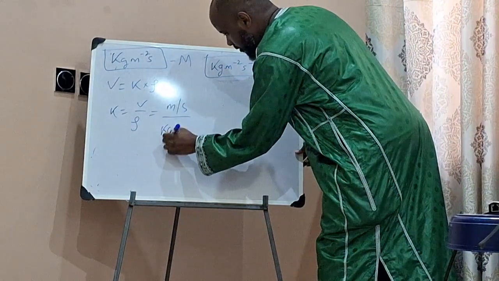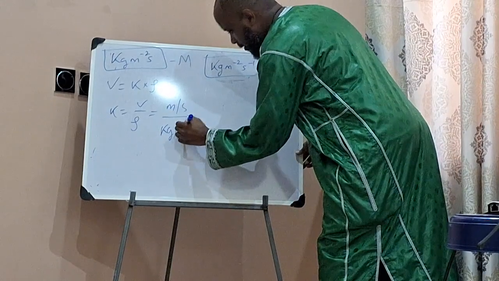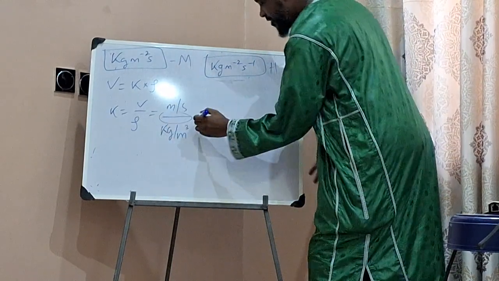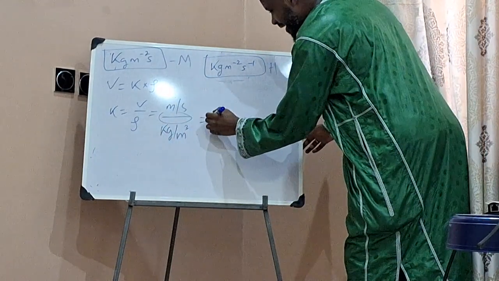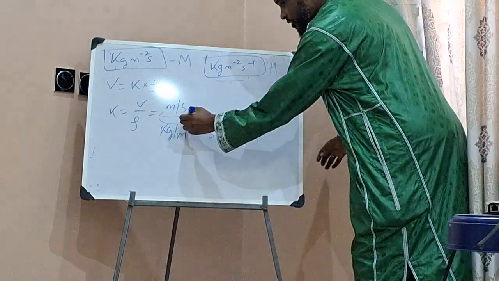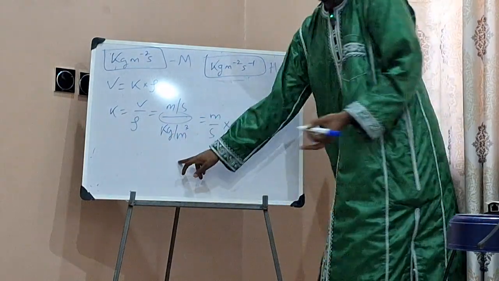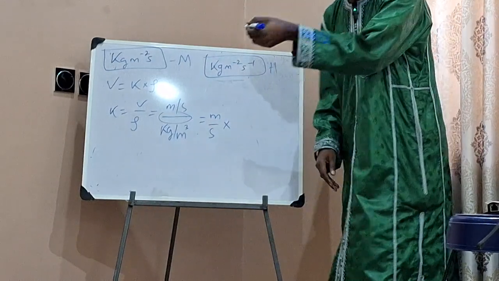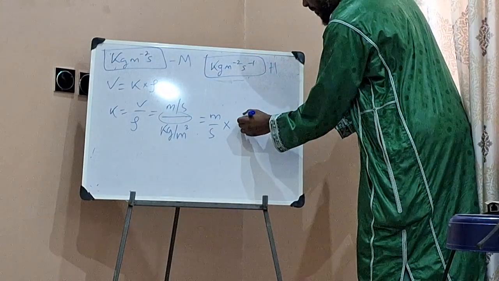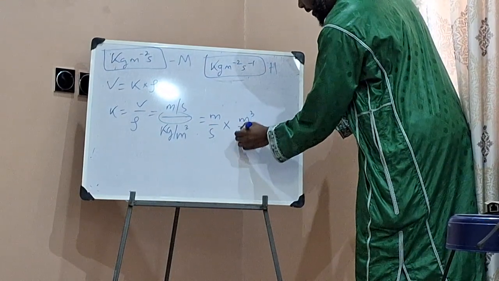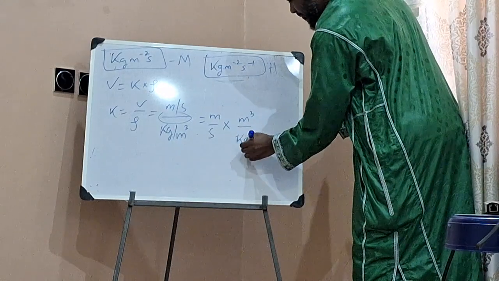Kilogram per meter cubed. Now we have this multiplication. Let's change it so that we multiply clearly. So this is meter per second. Changing the division sign to a multiplication sign, we invert the denominator, isn't it? We invert it, correct? So it becomes meter cubed per kilogram, right?